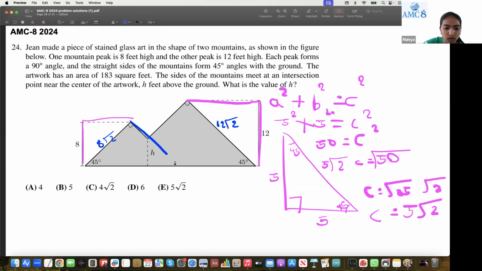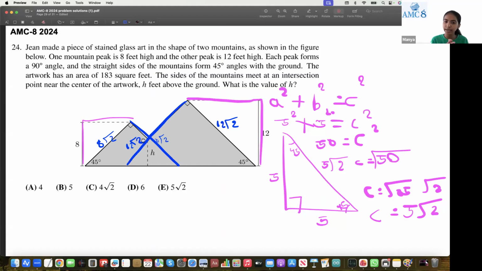Meaning that this one is also 8 square root 2. And this one is also 12 square root 2.